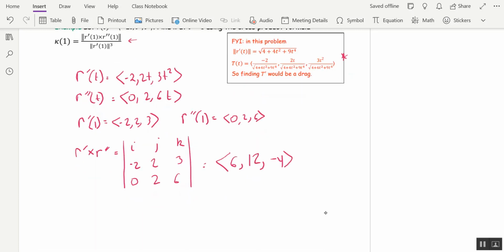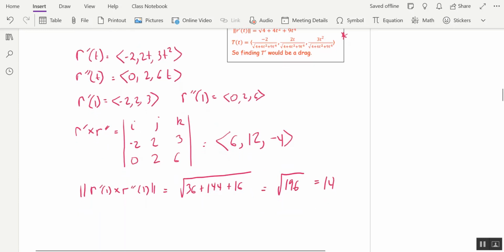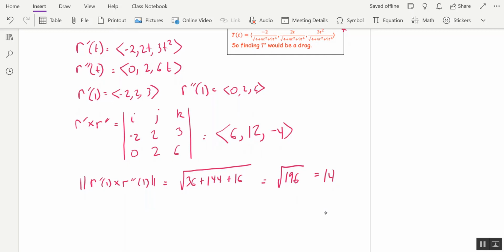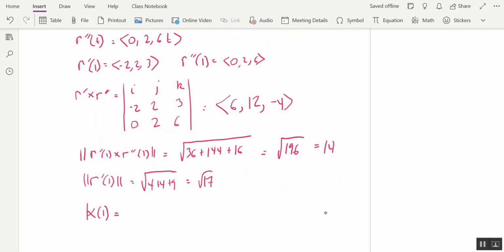All right, so now we need the length of that vector. The length of r prime of 1 cross r double prime of 1 is the square root of 36 plus 12 squared, which is 144, and then negative 4 squared is 16. That's the square root of 196, which is 14. And we still need, for that formula, the length of r prime of 1. So r prime of 1 in length is the square root of 4 plus 4 plus 9, which is root 17.